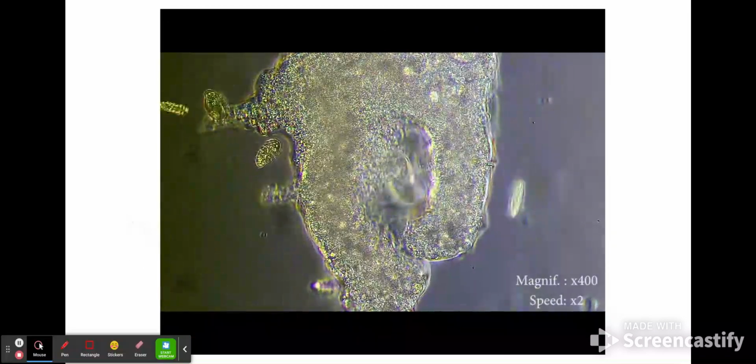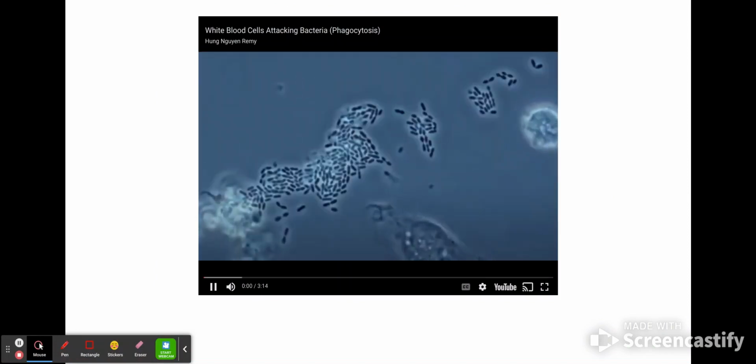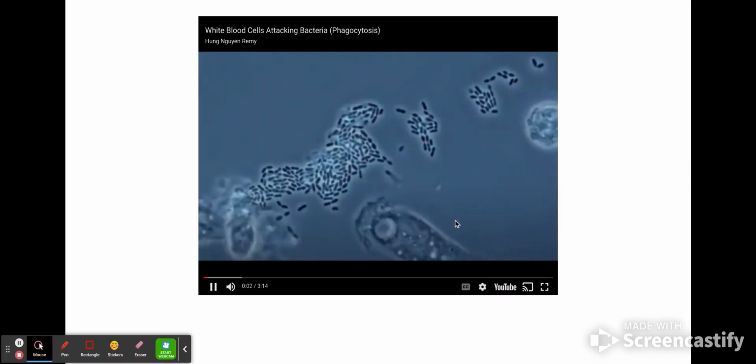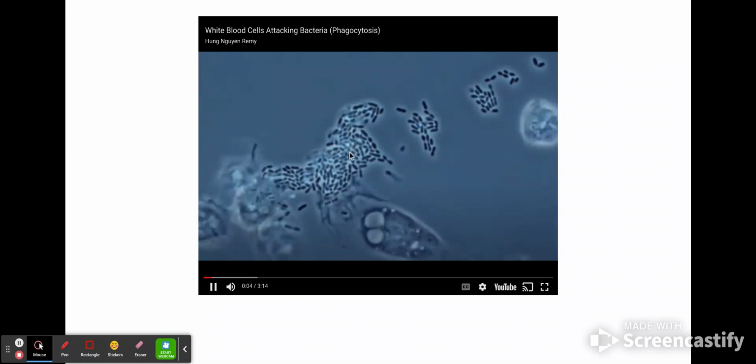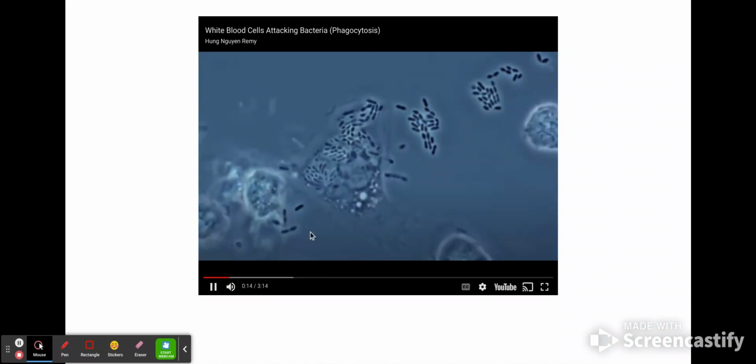Okay. So bringing something into our cell. The next one here is showing white blood cells. They're kind of the blob. The little ovals are the bacteria. The white blood cells are coming in and they're kind of surrounding and gobbling up the little bacteria pieces. So they're surrounding the bacteria, bringing them into the cell where they'll destroy them.